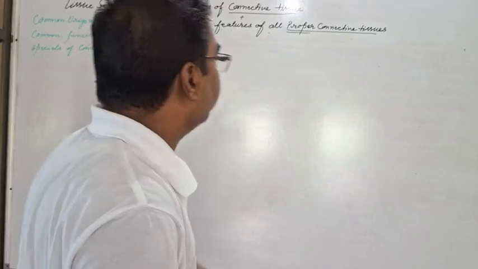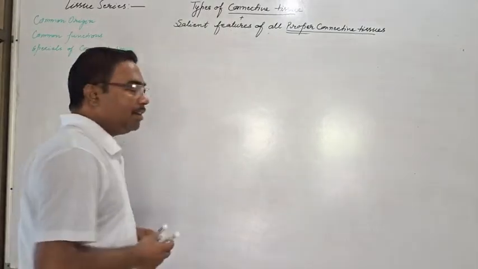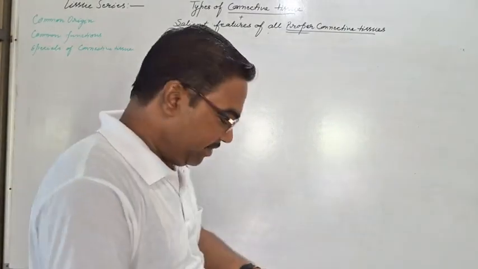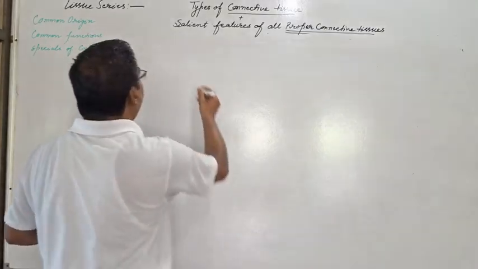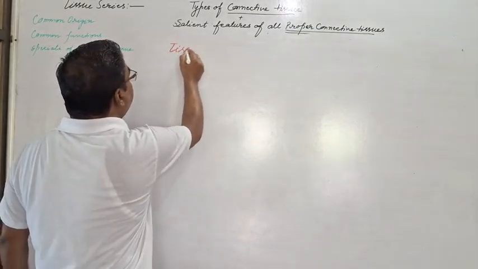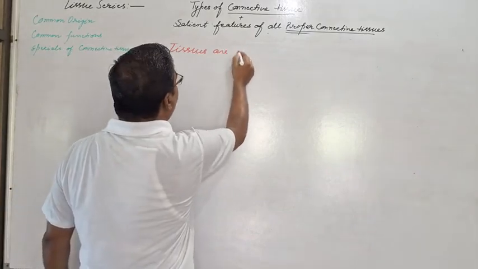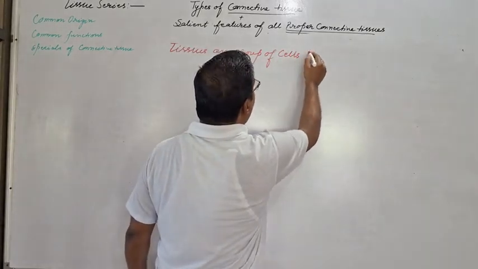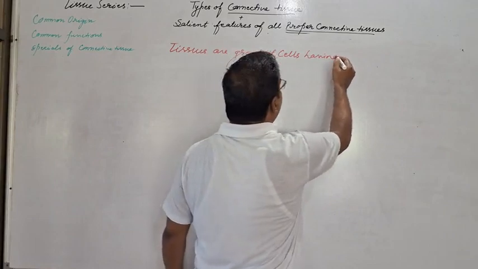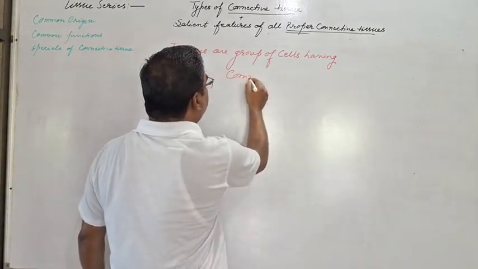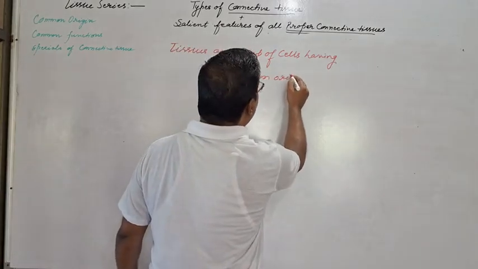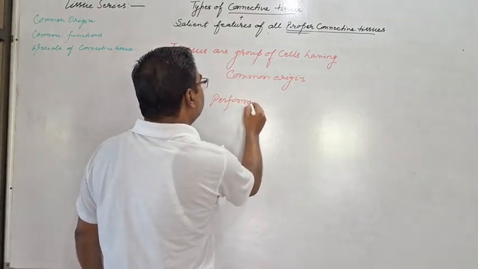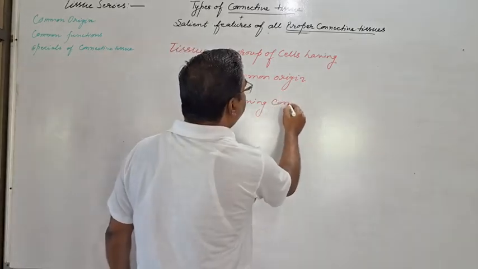Let's start the connective tissue. To start the connective tissue, we must recall the definition we learned previously. We learned that tissues are a group of cells having common origin and performing common function.